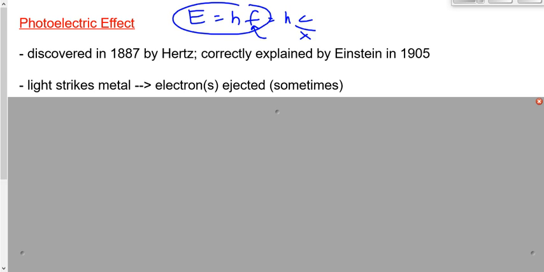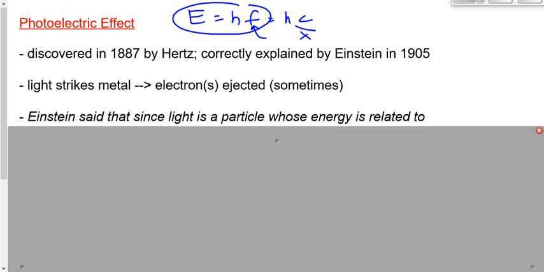But observations that were made by Hertz and others contradicted this. They found, when they observed the photoelectric effect, that it didn't matter how much light you had. If that type of light didn't cause the electrons to be ejected, then it never would, no matter how much you had. This is where Einstein comes in, 1905.